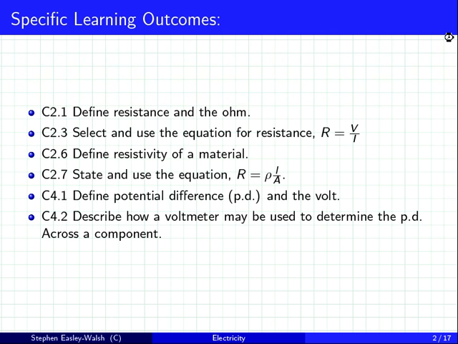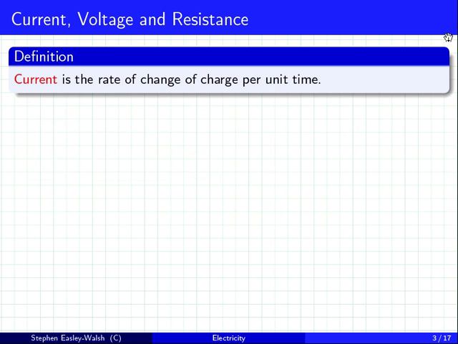You know from the last lesson that charge Q equals IT. So you could divide and you could get current is the rate of change of charge per unit time. In other words, you could say I is Q over T. That's pretty straightforward. So don't think you need to write that down.